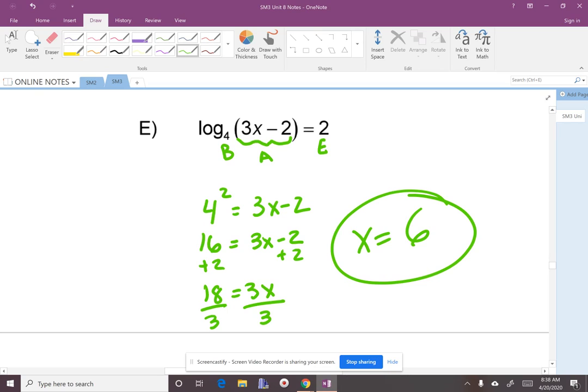Nothing crazy, you guys, I promise. The more you do, the more work you show, the more you trust in the fact that logs are base, answer, exponent, and that transforms into exponential, b to the e equals a. You got this. You can do this.